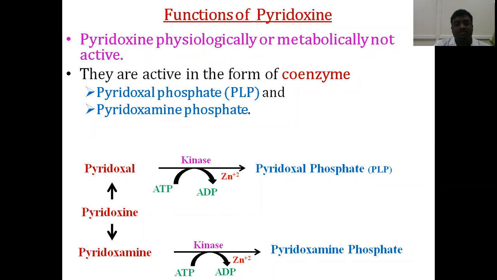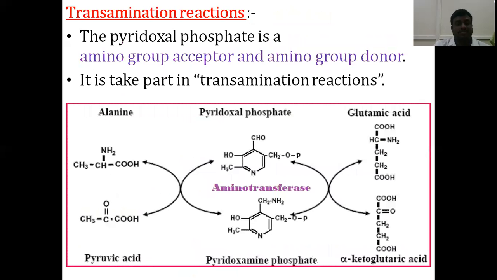After that, these coenzymes, especially pyridoxal phosphate, participate in a number of different functions. What are those functions? The first function is transamination reactions. Here in this image you can see the pyridoxal phosphate.